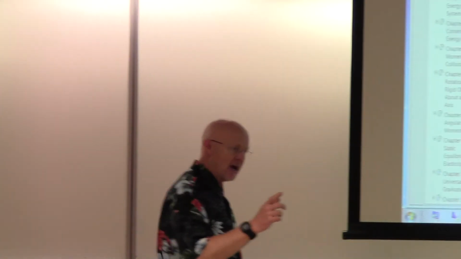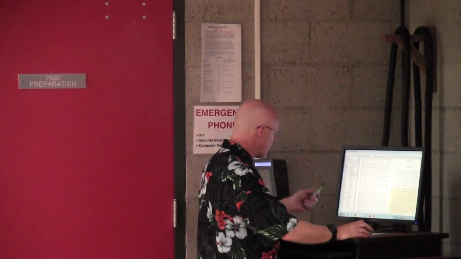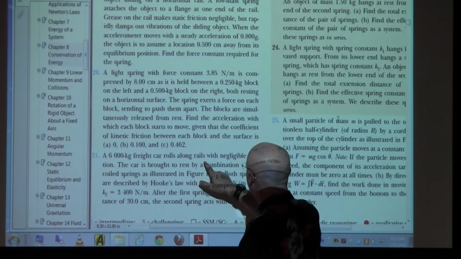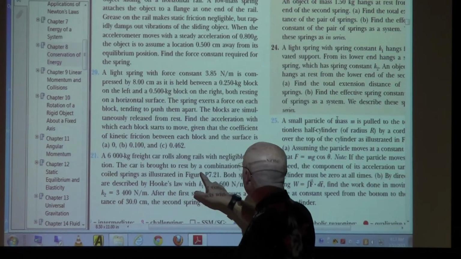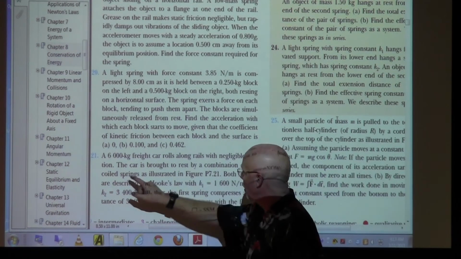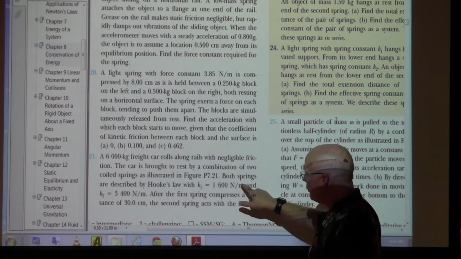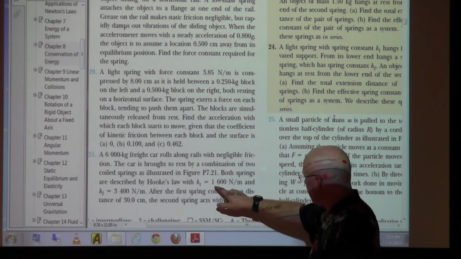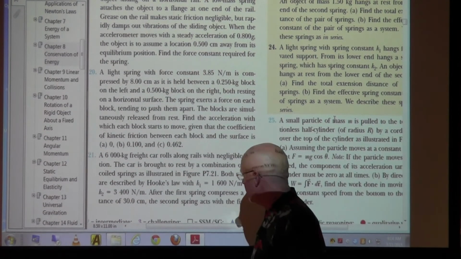All right, so I think you got the idea of step one, what physically is going on. Let's read this one in more detail. It starts on the bottom of this, but 21 here says that we have a 6,000 kilogram freight car, and it's rolling along the rails with negligible friction. The car is then brought to rest by a combination of two coiled springs as illustrated in the figure we were just looking at. Both springs can be described with Hooke's law. The first one has a spring constant of 1600. The other one has a spring constant of 3400.